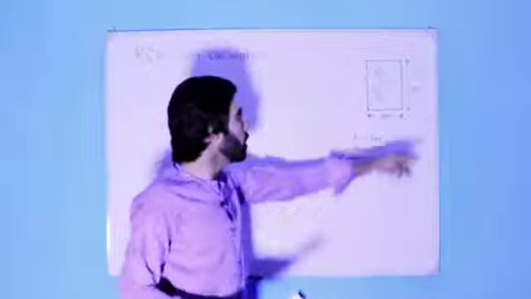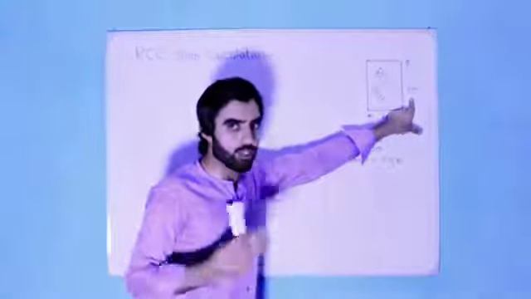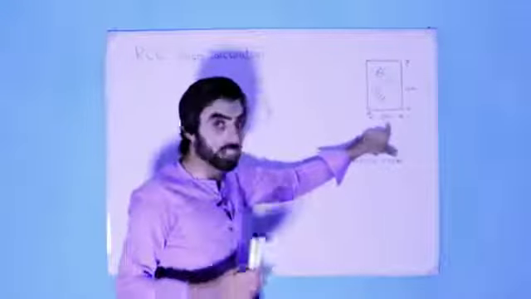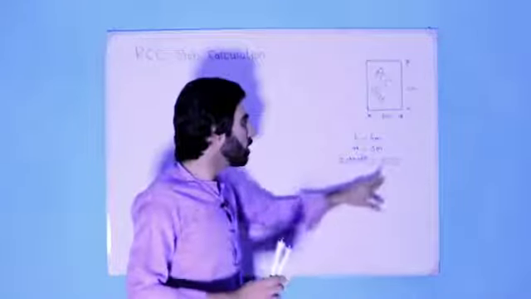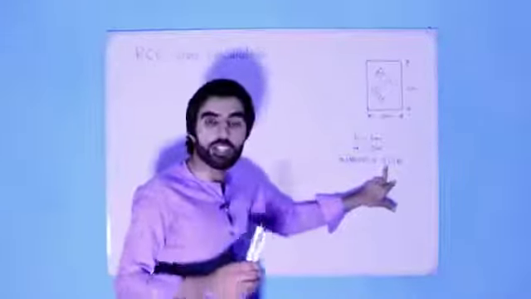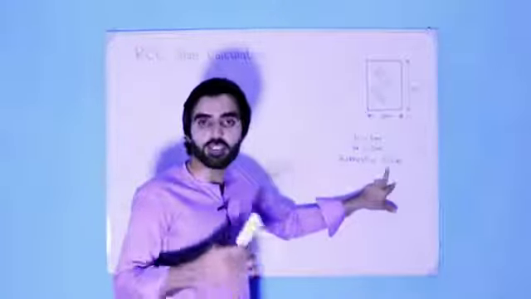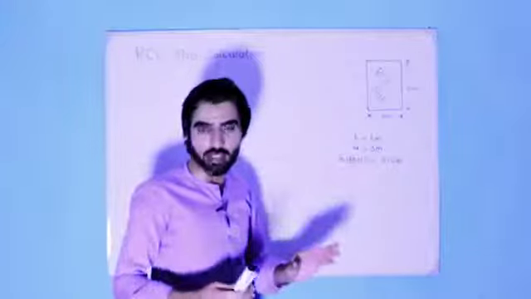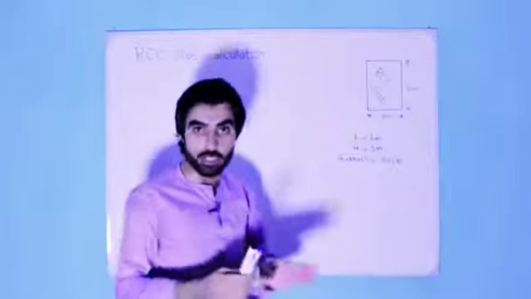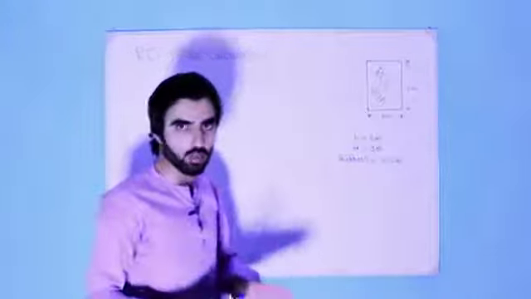So guys, the length of this RCC slab is, for example, 6 meters and its width is 3 meters. This is the RCC slab. Now the thickness of the slab is 0.15 meter, which means 15 centimeters. So how can we calculate its volume and its dry volume for material calculation?